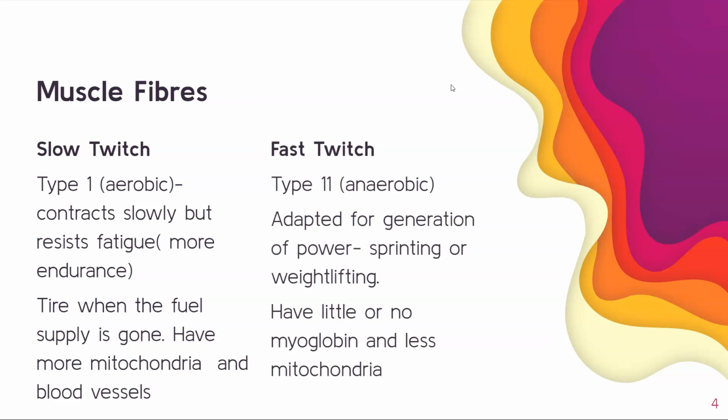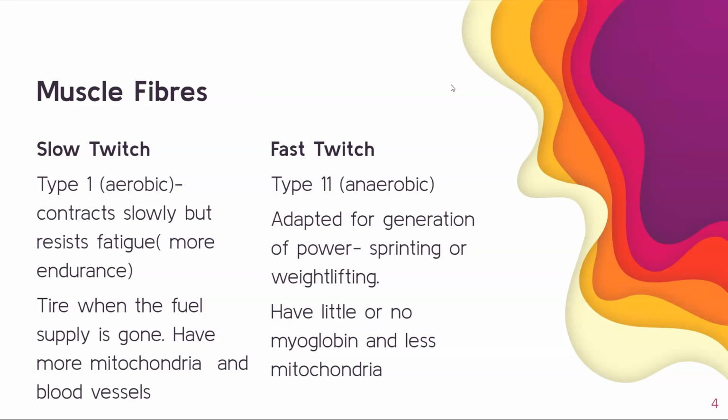Fast twitch muscles, or type 2 or anaerobic, are pretty much essentially the opposite. They're adapted for generation of power. So sprinting, powerlifting, swinging a hockey stick, swinging a tennis racket, anything that's a quick, fast movement. Sprinting, for example, is what we said here. The other one, for slow twitch, would mean maybe like a marathon runner, okay?